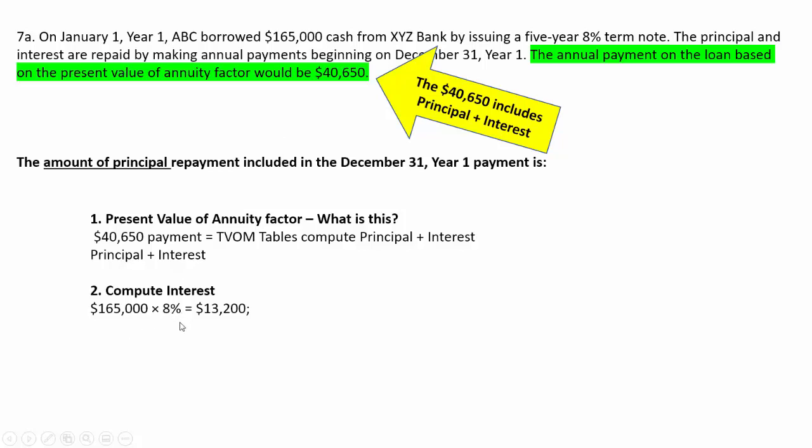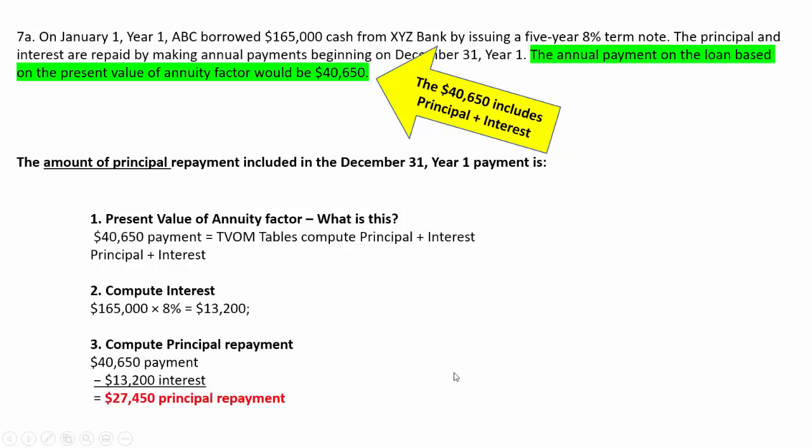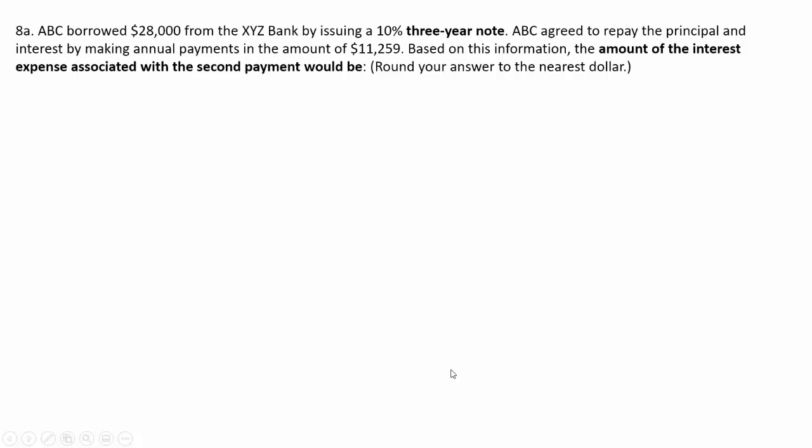There's no partial months, just a full year, 12 months. So $165,000 times 8% means interest was $13,200. That means in this $40,650, there was interest of $13,200. They want to know the amount of principal that was repaid out of that $40,650. So the third step is to take the $40,650 minus the interest we calculated, and that means we'll have a principal repayment of $27,450.